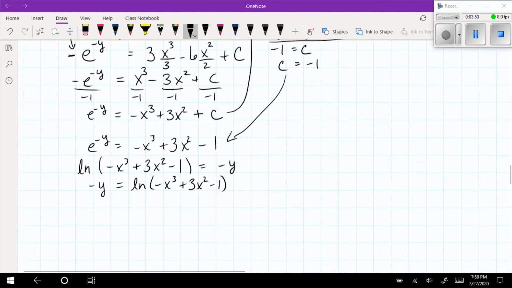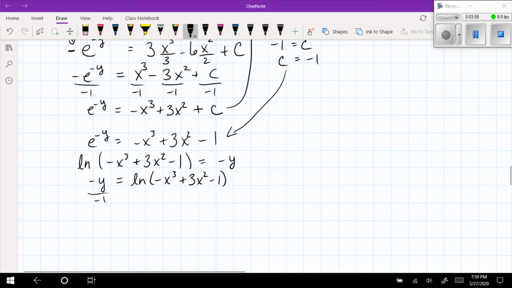And I'm almost done. I just need to divide everything by negative 1. This gives me y equals negative natural log of negative x cubed plus 3x squared minus 1. And I do believe that wraps up our problem.